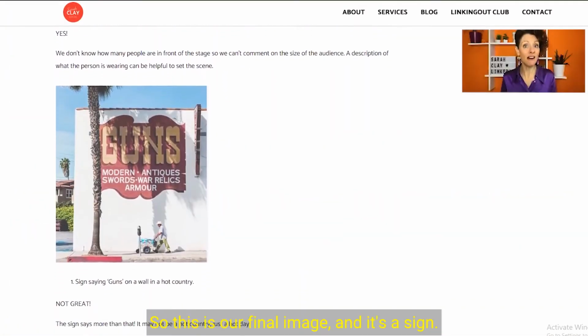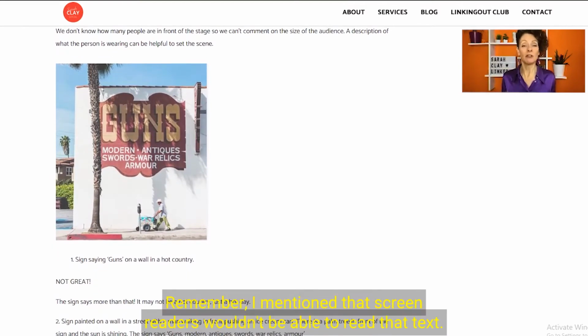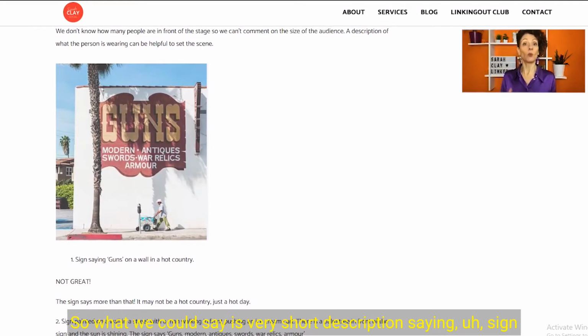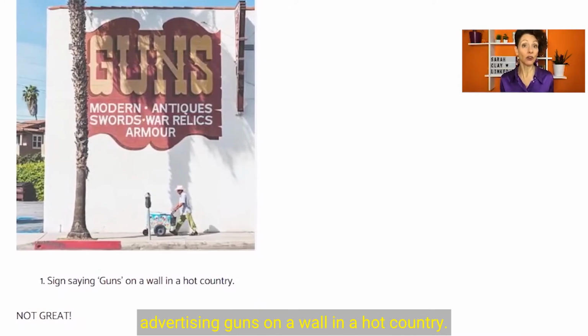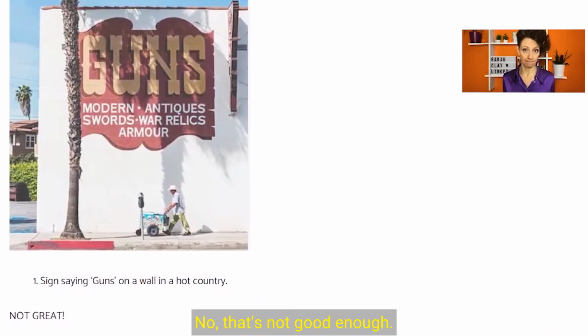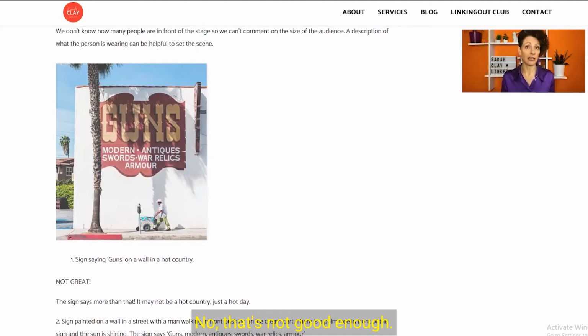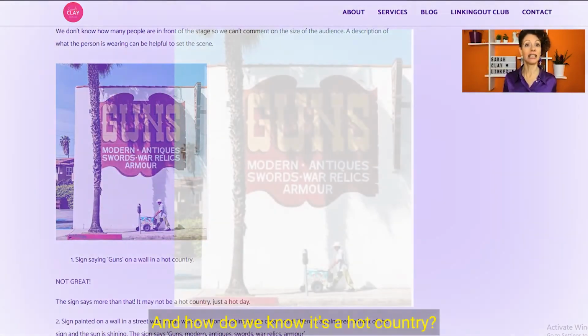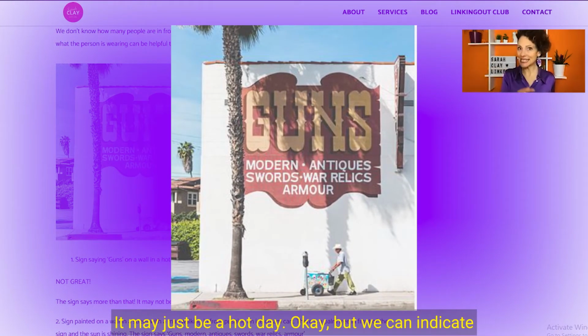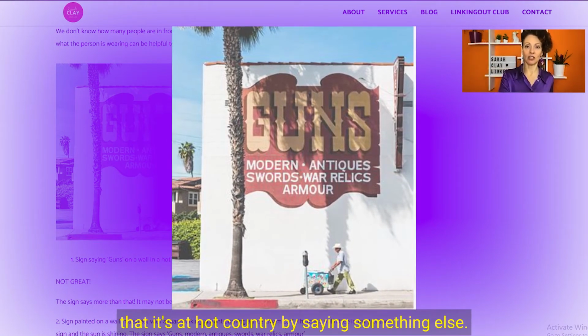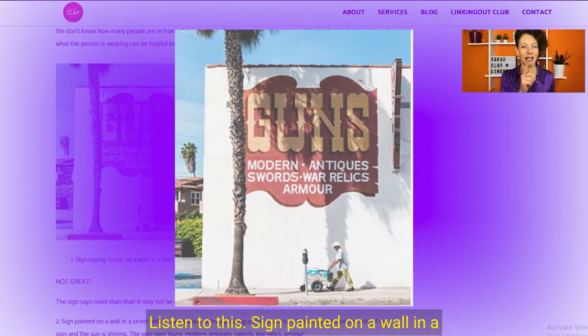So this is our final image and it's a sign. Remember I mentioned that screen readers wouldn't be able to read that text. So what we could say is very short description saying sign advertising guns on a wall in a hot country. No, that's not good enough. The sign says a lot more than that. And how do we know it's a hot country? It may just be a hot day. Okay, but we can indicate that it's a hot country by saying something else. Listen to this.